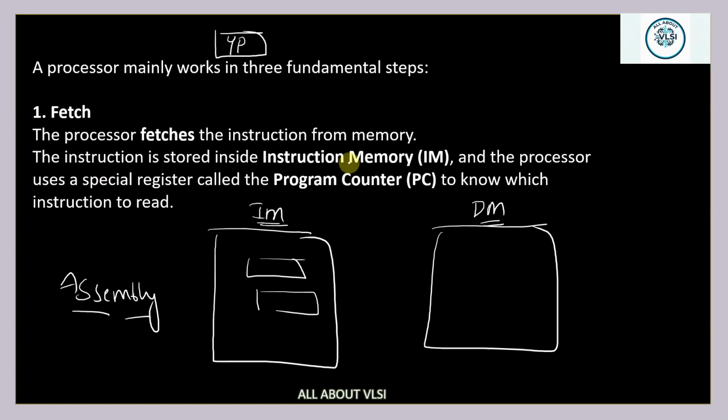The instruction is stored inside the instruction memory, and the processor uses a special register which is known as the program counter. It is going to fetch instructions one by one from this instruction memory and read them. The processor is going to fetch these particular instructions, and this is step number one.